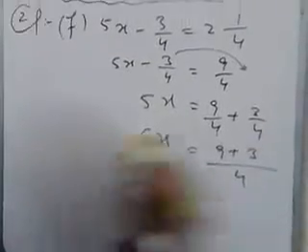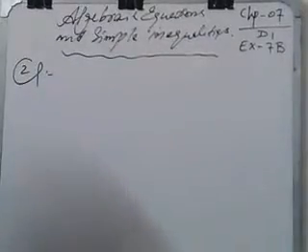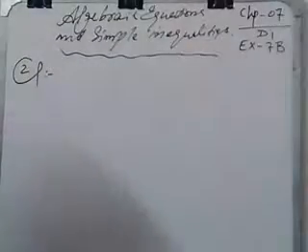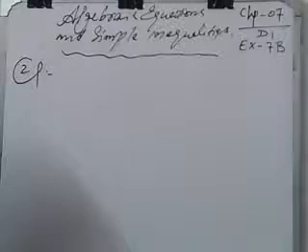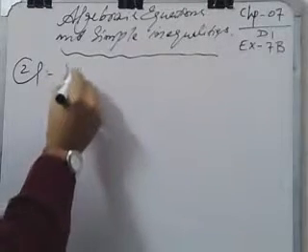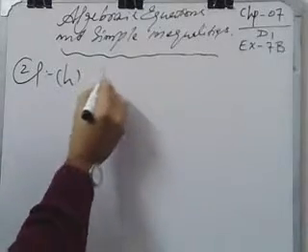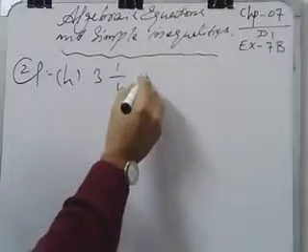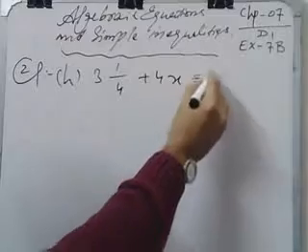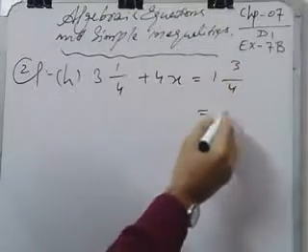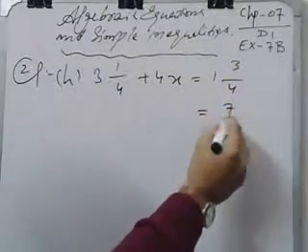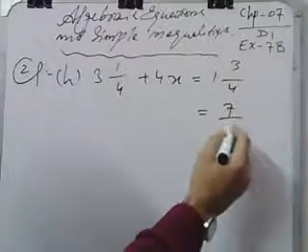Now again we have to solve the difficult part one, because all the parts are of similar manner. So you can see the h part, 3 whole 1 by 4 plus 4x is equal to 1 whole 3 by 4. 4 1s are 4 and 7 will be added with, so 7 by 4.